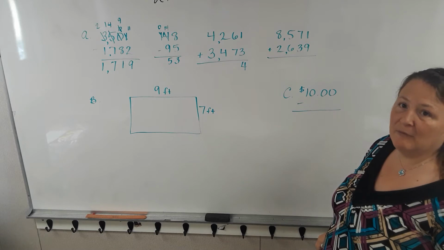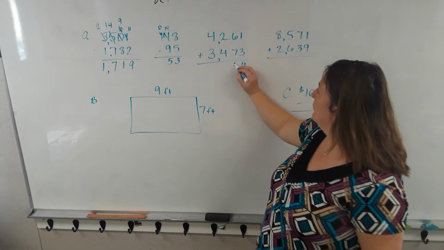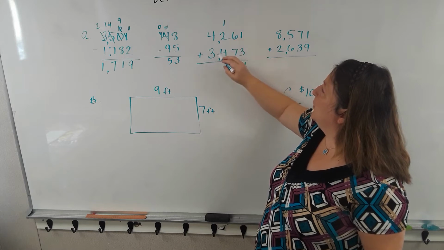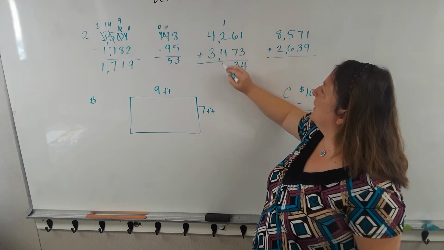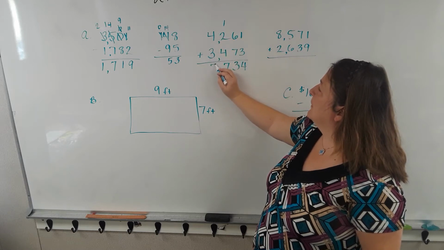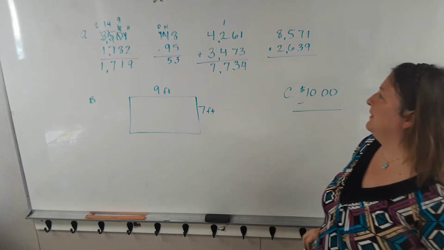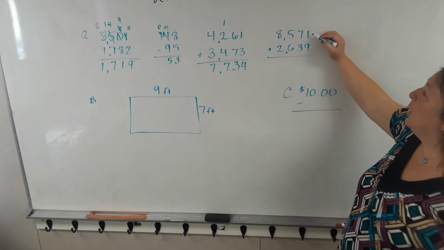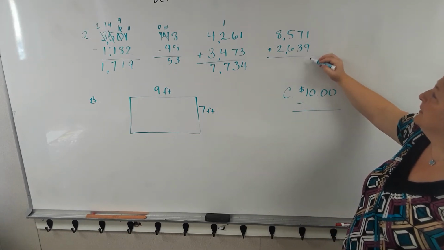6 plus 7 equals 13. 1 plus 2 equals 3, plus 4 equals 7. 4 plus 3 equals 7. 7,734. 1 plus 9 equals 10.